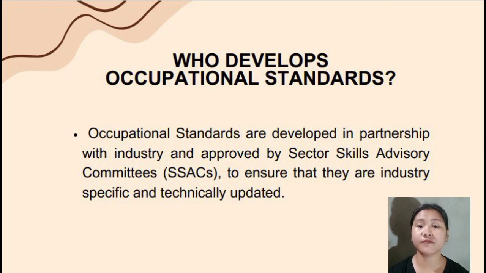This is who develops occupational standards. Occupational standards are developed in partnership with industry and improved by sector skill advisory committees to ensure that they are industry specific and technically updated. So these standards are not made randomly. They are developed with the help of professionals in different industries, and they are approved by official committees. This makes sure they are up to date, practical, and useful in the real workplace.